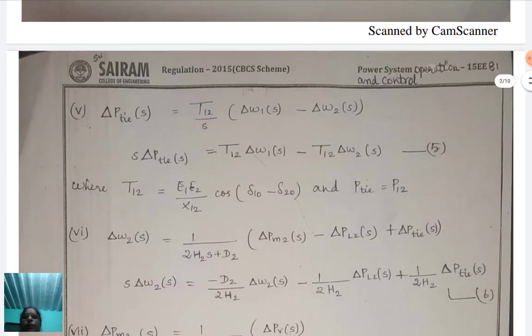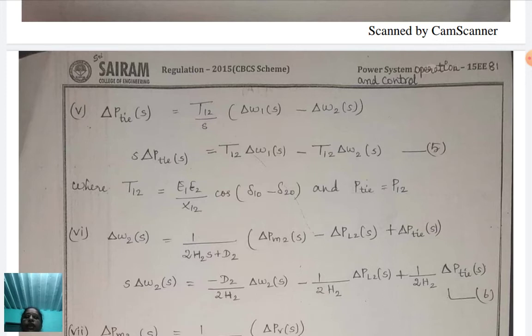Now the fifth equation is del p tie of s equal to T12 divided by s. T12 means the power transmitted from area 1 to 2, into del omega 1 of s minus del omega 2 of s. Del omega 1 and del omega 2 are the changes in frequency of area 1 and area 2 respectively.